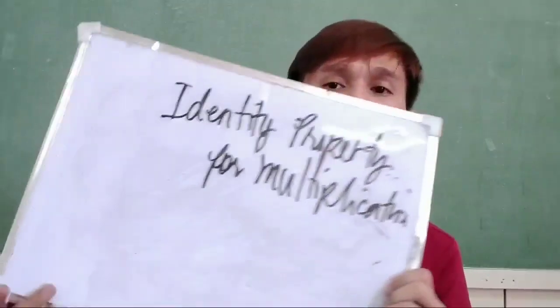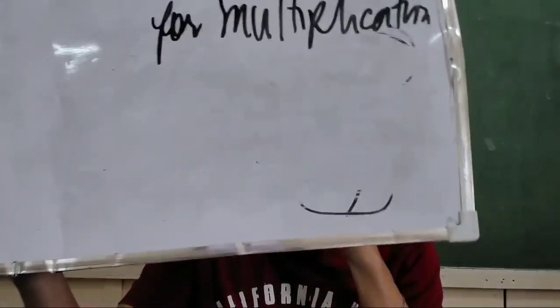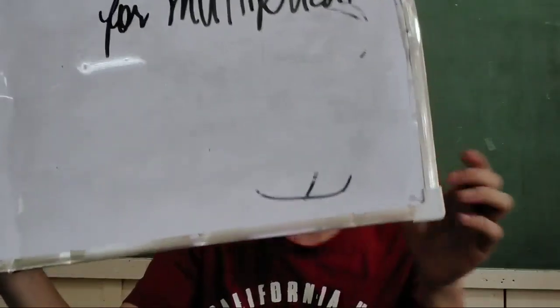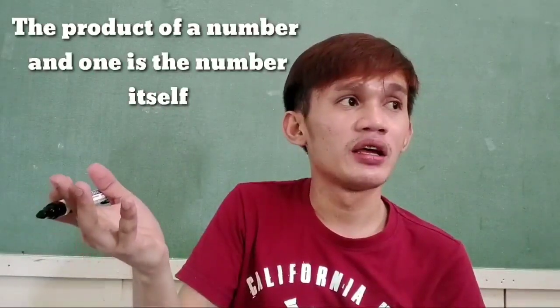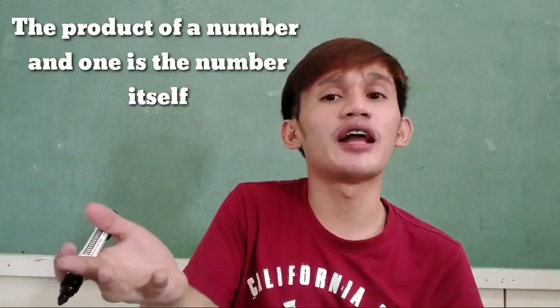The next property is the identity property for multiplication. This property states that the product of a number and 1 is the number itself. So whatever number is being multiplied to 1, the answer will be the number itself. And that is the identity property for multiplication. So let us have an example.